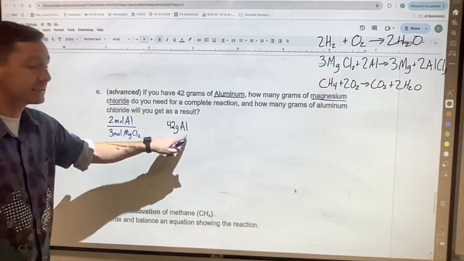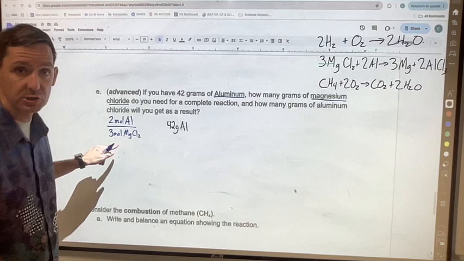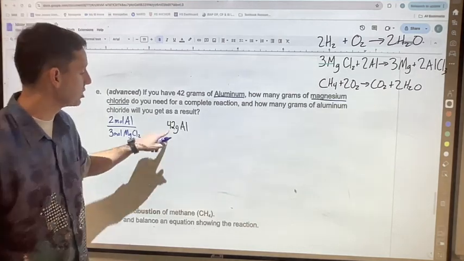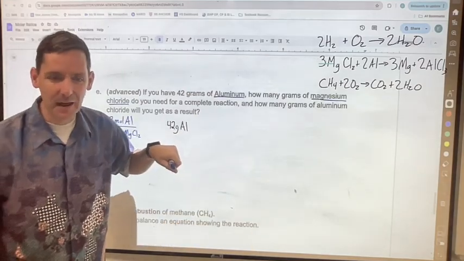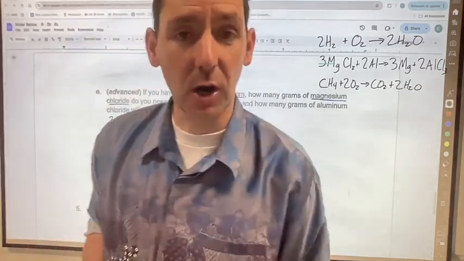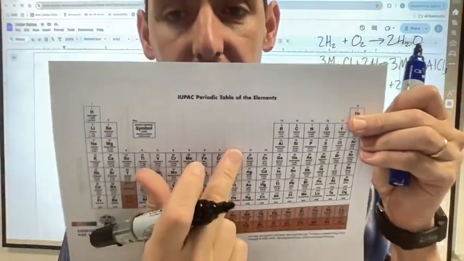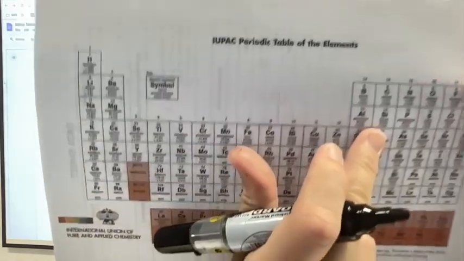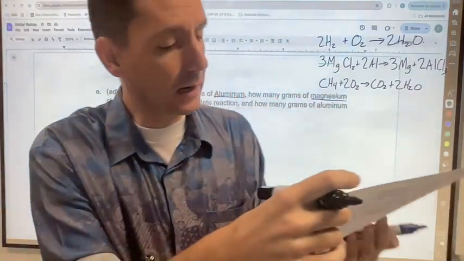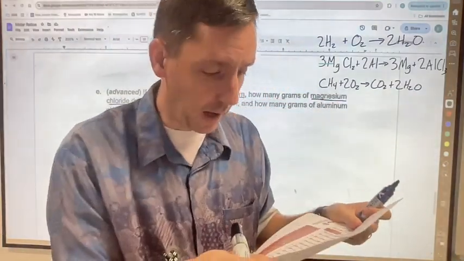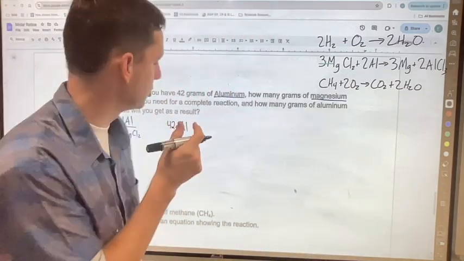Now, because it's in grams, I can't use this yet. I can only use this with moles. So my first job is going to be to turn the grams of Al into moles of Al. To do that, we do need to go to our lovely table of elements, and we're going to need to find aluminum. There's aluminum right there. You can see the number right there. The number is 26.982.